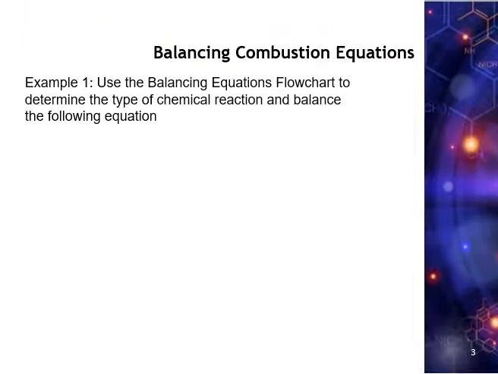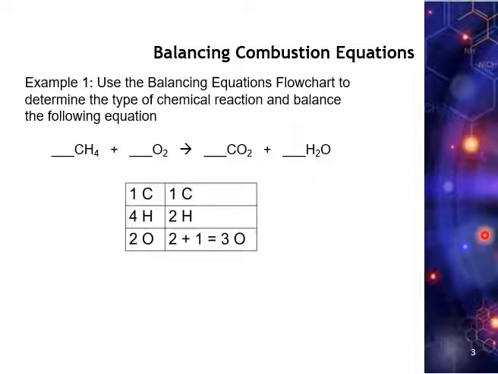Example 1. Use the balancing equations flowchart to determine the type of chemical reaction and balance the following equation. Notice we have a carbon-hydrogen compound plus oxygen. Our products, because it is a combustion reaction, will always be CO2 and water. The first thing we do is write down what we know. We have one carbon, 4 hydrogens, and 2 oxygens on the left. We have one carbon, 2 hydrogens, and 2 plus 1 is 3 oxygens.